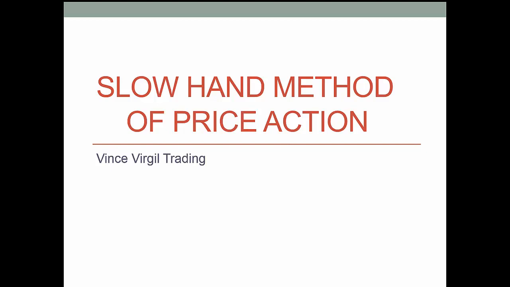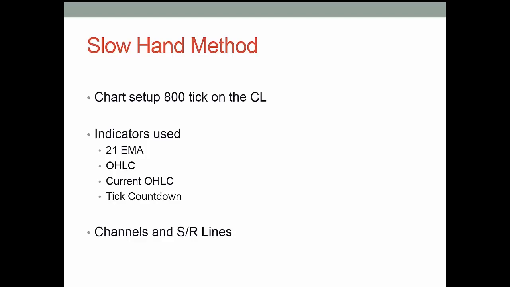So what I'm going to do today, let me back that up a bit. Chart lesson, slow hand method. I'm going to cover the chart setup for the 800 tick chart on the CL. The indicators used, and these are the indicators that I use, I mean the most recent ones. You don't have to use any of these if you don't like to. But the overnight high, low, and close, that should say previous day, overnight high, low, and close. Let me start at the beginning. 21 EMA. Now, you must know what that is. 21 exponential moving average. The overnight high, low, and close. That should say previous overnight high, low, and close.